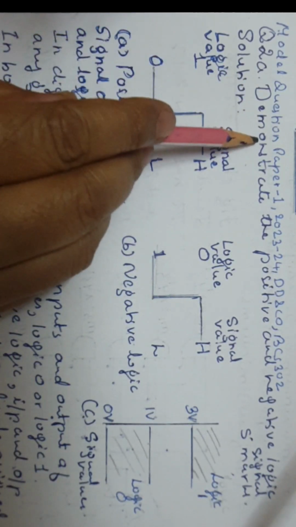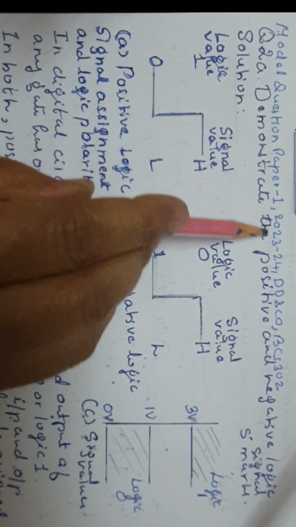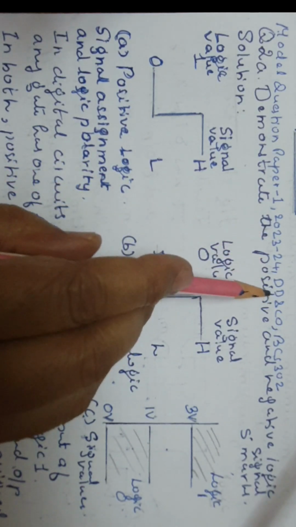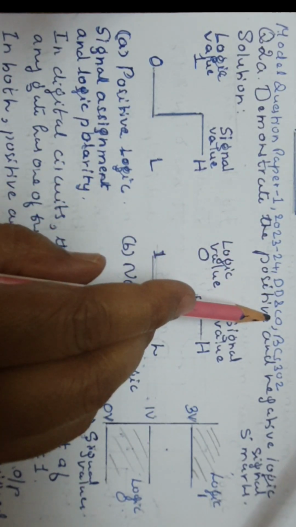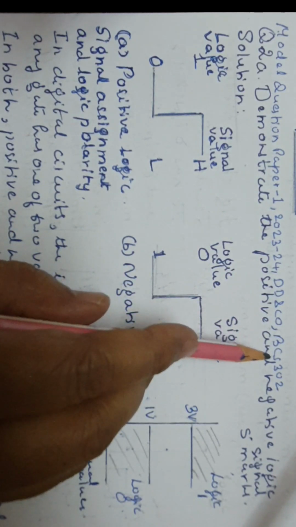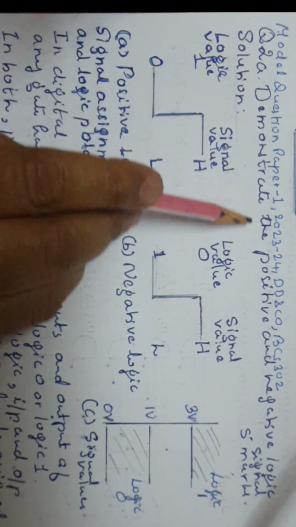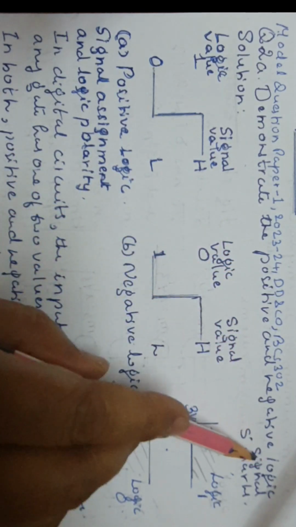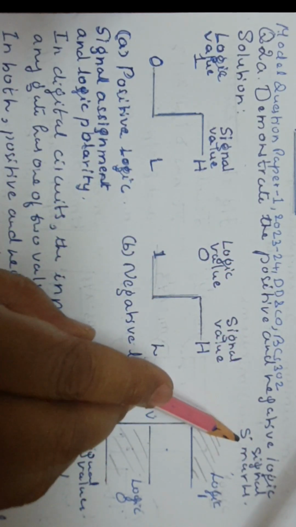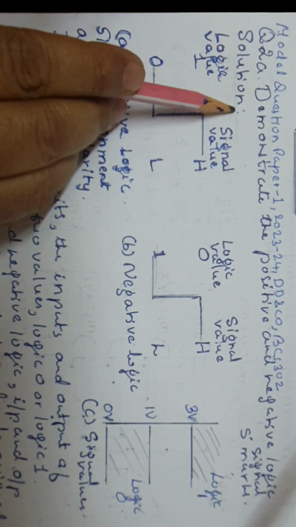Today we shall discuss model question paper 1, 2023-24, of the subject Digital Design and Computer Organization with the subject code BCS302. In that, question number 2a: demonstrate the positive and negative logic signal. It carries 5 marks. Solution.